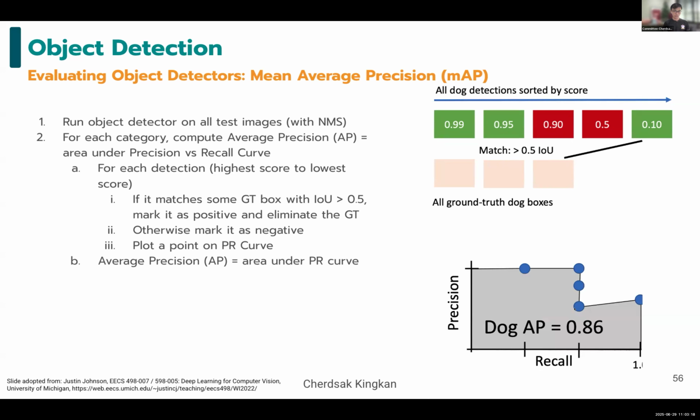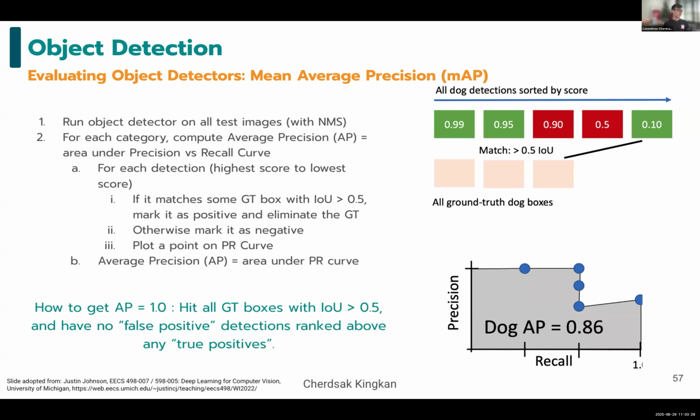All right, for this dog category. So after we calculate this area, for example, we get the area under the curve of 0.86. So that represents the average precision of the dog category. And for the cat category, we keep repeating the same process, until we get all the average precision for all categories in our data set.